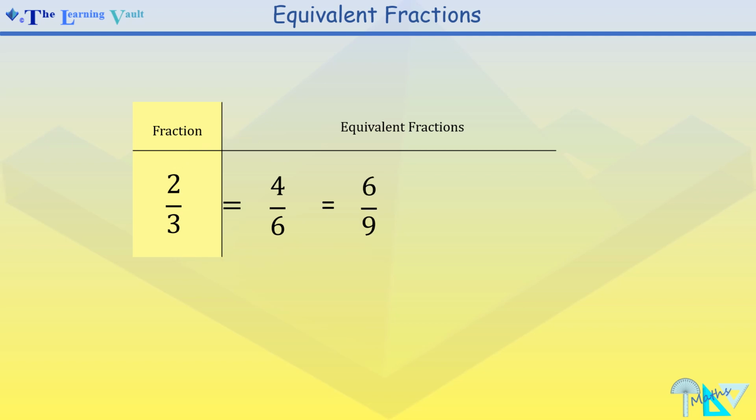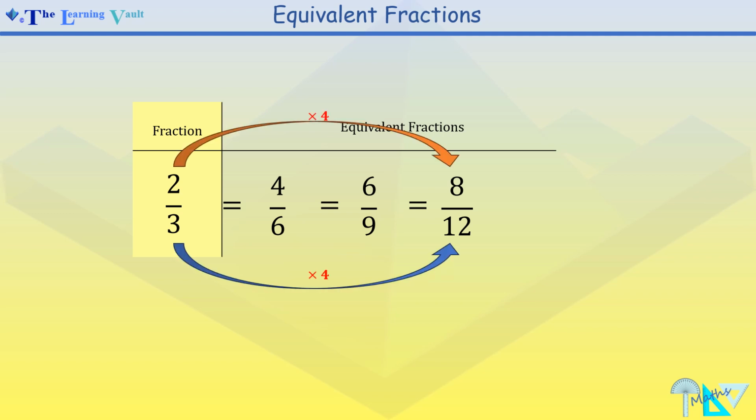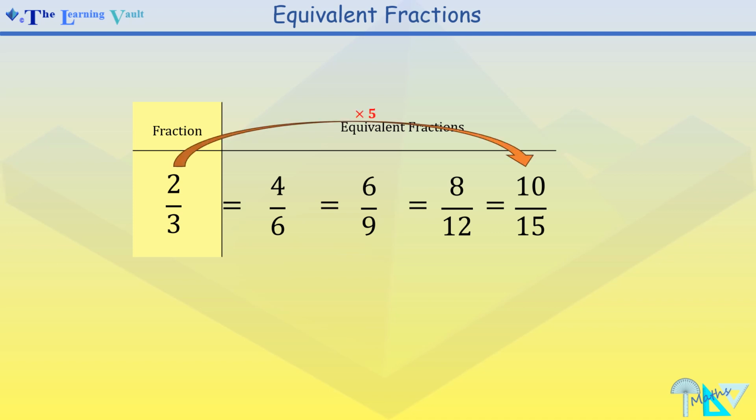For the equivalent fraction of 6/9, we'll find out that our multiplier is 3. For the equivalent fraction of 8/12, our multiplier is 4. And for the next one, our multiplier here is 5 to give us an equivalent fraction of 10/15.